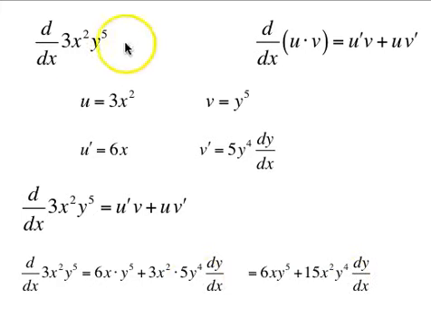So our final answer for the derivative with respect to x of 3x squared y to the fifth is 6x y to the fifth plus 15x squared y to the fourth dy dx.